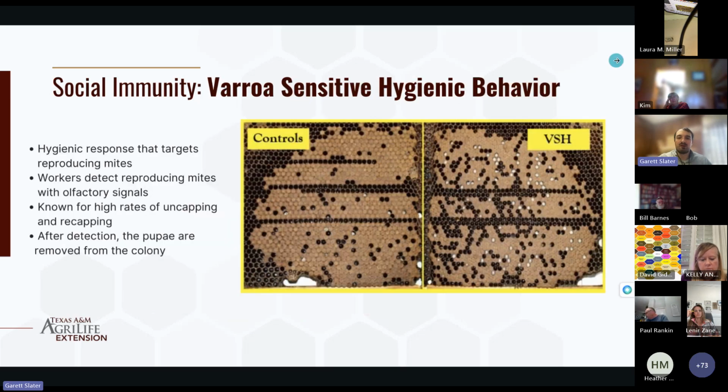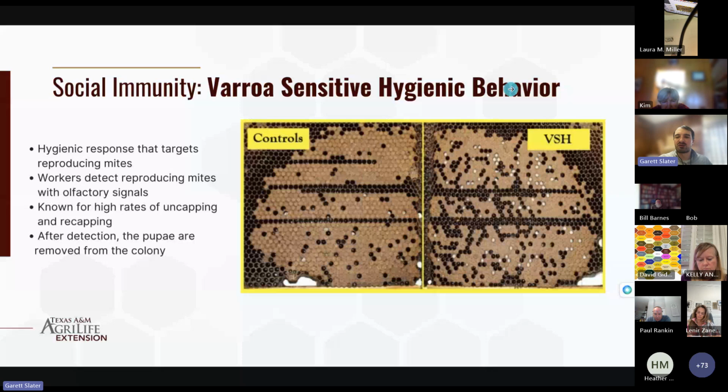One of the most valuable social hygienic traits is this real sense of hygienic behavior. And as we talk about hygienic, there's different forms of hygienic behavior. So the freeze test and the pin test are more hygienic behavior for sensing dead or diseased brood. And that freeze test is a really great test for removing any diseased brood or bees within the colony.